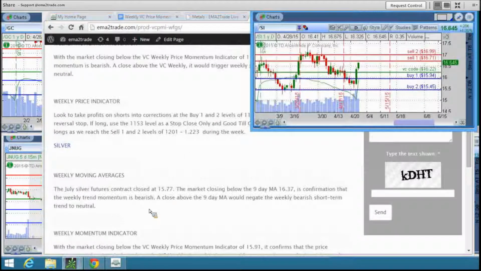The silver market basically, the July silver futures contract closed at 1577 on Friday, and with the market closing below the 9-day moving average of 1637, it was a little bit bearish coming into this week. The momentum was bearish, but it also told you that closing above the 9-day moving average of 1637 would activate the weekly bearish short-term trend to neutral.